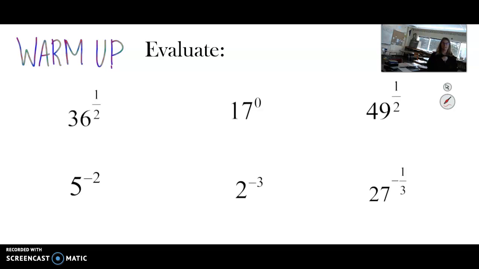Hey guys, in this video we are going to cover something called logarithms, and we're going to start with a warm-up. So what I want you guys to do is use your rules for exponents to evaluate each of these expressions that are on the board. Pause the video to do that and then come back to check your answers.